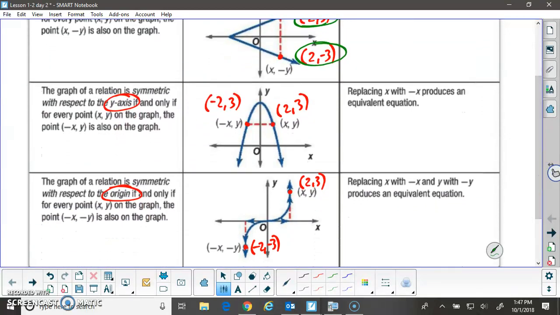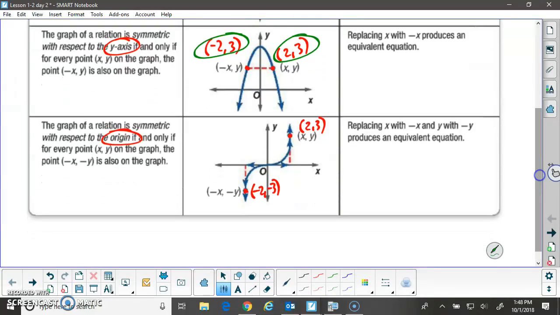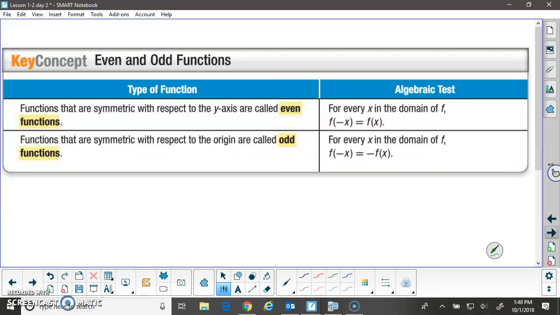Now look at the example with the symmetry of the y-axis. Look at these two coordinate points. What value is the same? It's the y value that's the same. And if there's symmetry of the origin, you can see here what's the same, the x or the y value? Neither. They're both opposite of each other. So those are three types of symmetry.